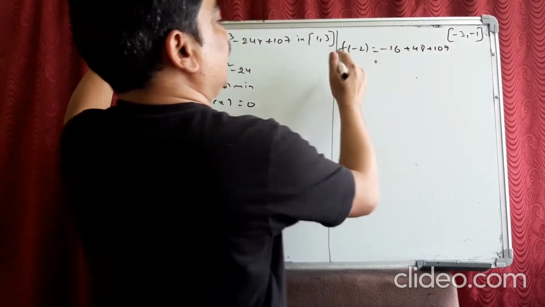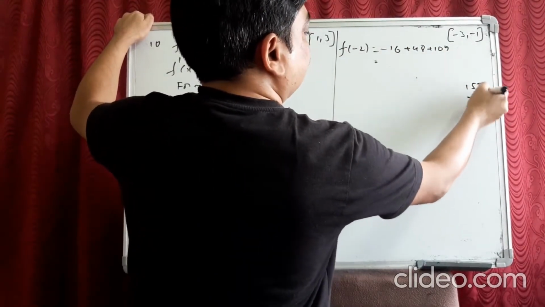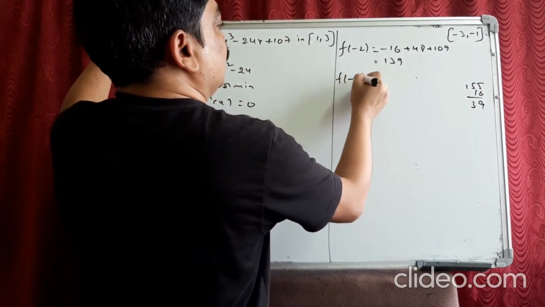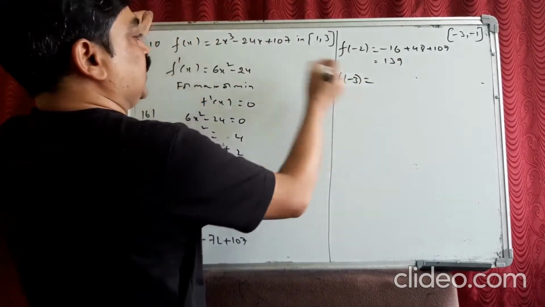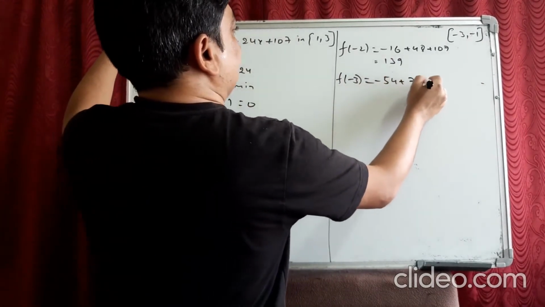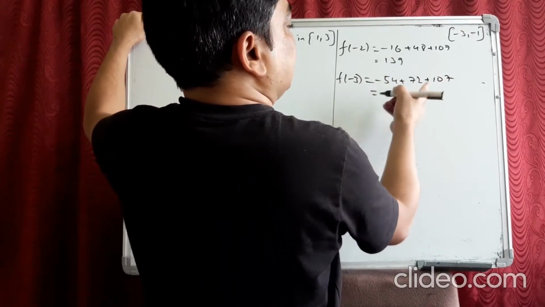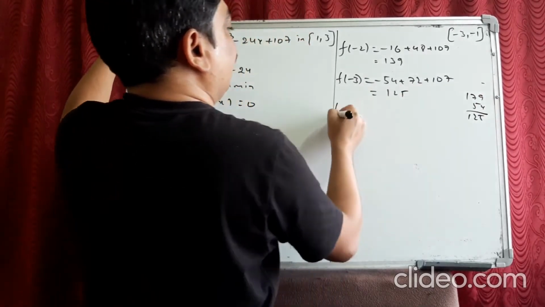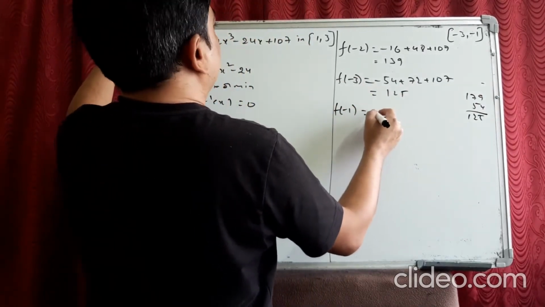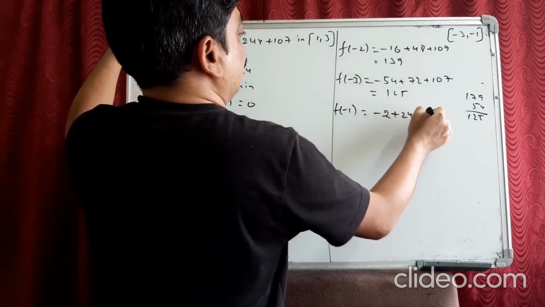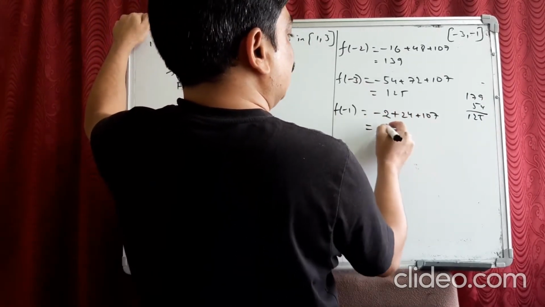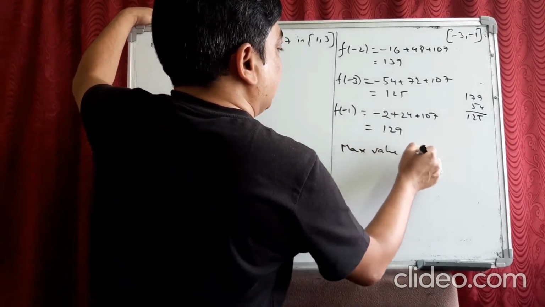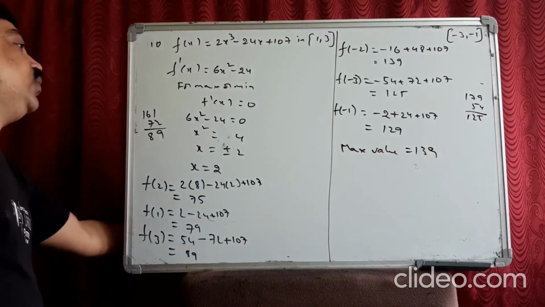That means 155 minus 16. 139. Now f of minus 3 also. Let us go with minus 3. 2 into minus 27 minus 54 plus 72 plus 107. 179 minus 54. 125. Now f of minus 1. 2 into minus 1 minus 2 plus 24 plus 107. 131 minus 2. 129. So maximum value is 139. You are asked only maximum value.